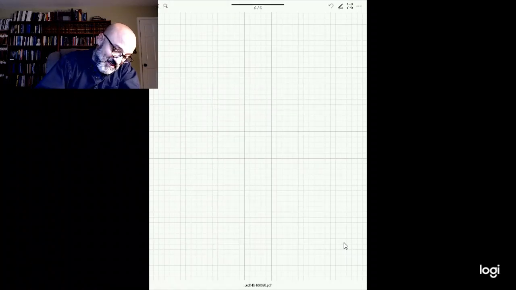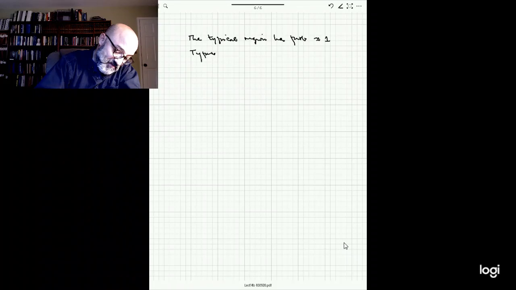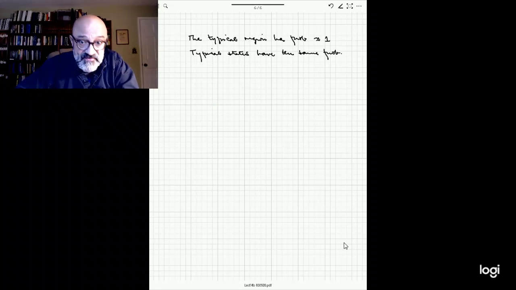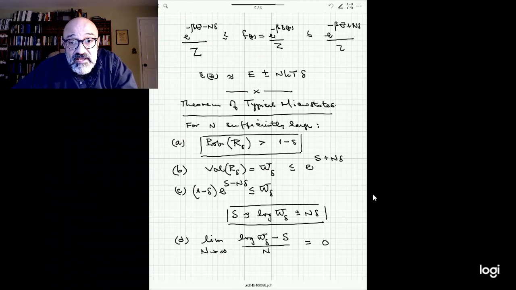It means that the typical region has probability 1. Typical states have essentially, roughly, the same probability. That's equipartition, and it comes from up here. The typical states have this probability, which is contained between this and that, and the delta can be as small as you want. So basically, they all have the same probability.